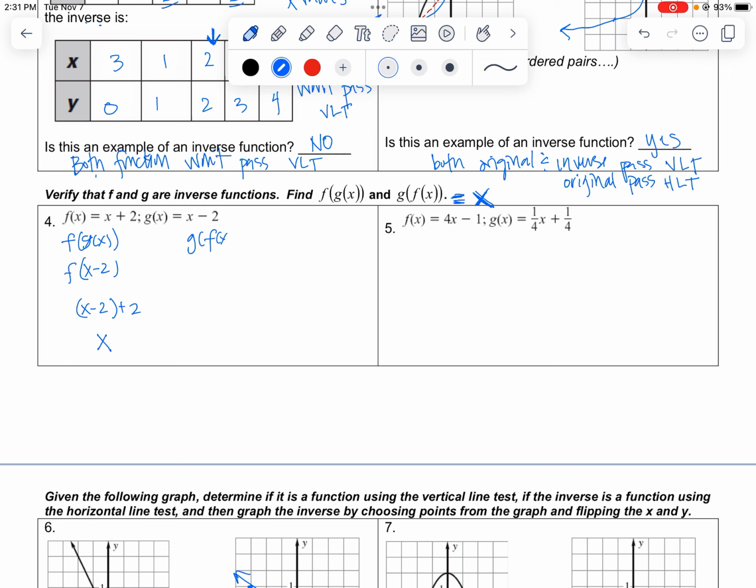Can we take g of f of x and get x as an output? That means I'm going to take x plus 2 and plug it in everywhere I see x in the g function. So I'm going to take x plus 2, parentheses, minus 2, and in fact I will get x. So because the composition of functions equals x, that means that the functions are inverses of each other.